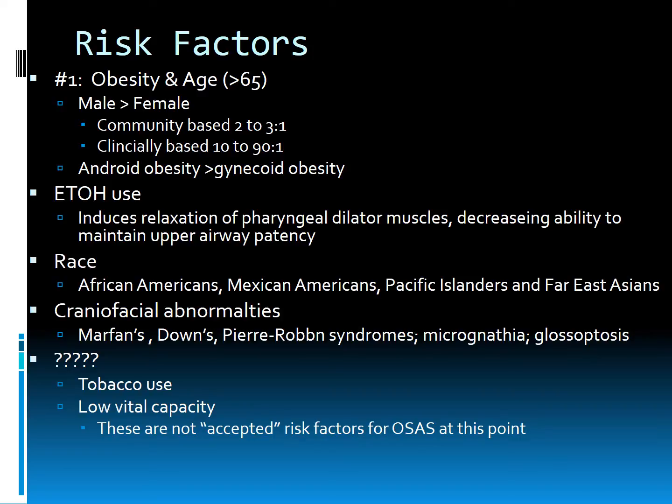Race, African Americans, Mexican Americans, Pacific Islanders, and Far East Asians are at more risk than other races. With craniofacial abnormalities, we see an increase in OSA in patients with Marfan syndrome, Down syndrome, Pierre Robin syndrome, micrognathia, and glossoptosis. And then some other factors that increase the risk are tobacco use and patients who have low vital capacity. These are not accepted risk factors for OSA right now, but they are suspected risk factors. They have been found to have a correlation. So let's go on to our next slide.